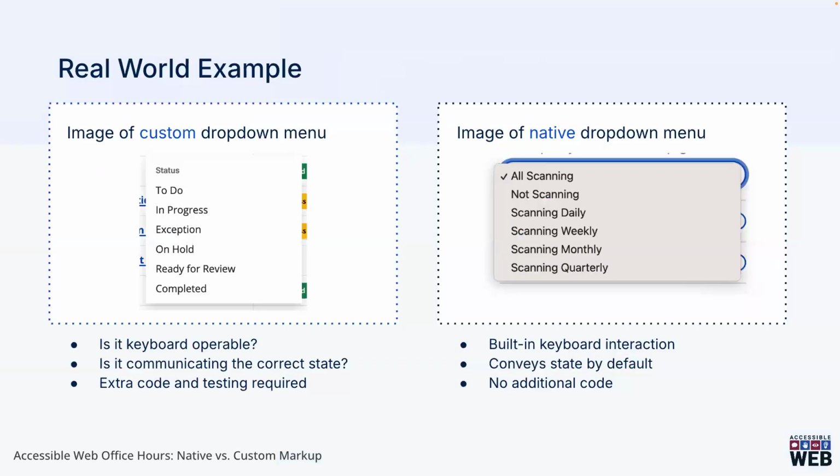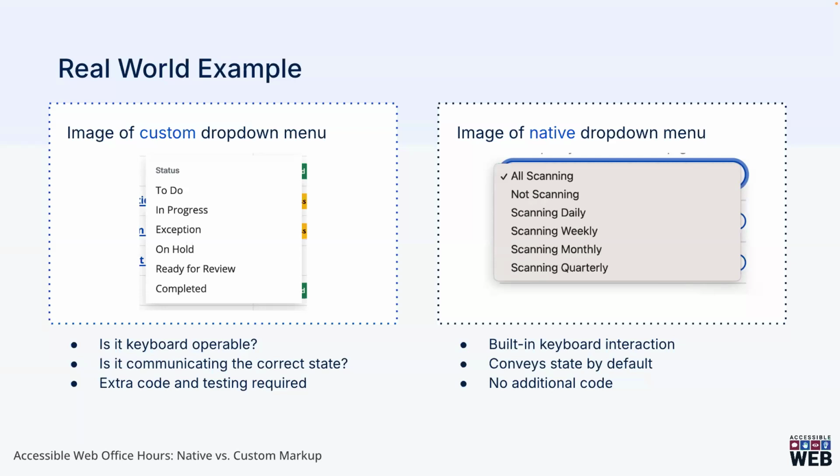So let's look at a real-world scenario. A custom drop-down menu. Instead of using the native select element, a developer might opt for a div with ARIA roles like role equals listbox and ARIA expanded equals false to create a more visually appealing drop-down. While this might look good visually, it can introduce numerous accessibility issues.